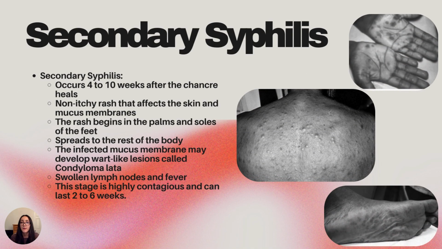Secondary syphilis occurs about 4 to 10 weeks after the chancre from primary syphilis heals, and it's characterized by a non-itchy rash that affects both the skin and the mucous membranes. The rash usually starts on the palms of the hands and the soles of the feet before spreading to the rest of the body. Infected mucous membranes may also develop wart-like lesions called condylomata. Other symptoms can include swollen lymph nodes and fever. This stage is highly contagious and typically lasts 2 to 6 weeks. And we can see here how the rash spreads on the palms of the hands, the soles of the feet, and the rest of the body.